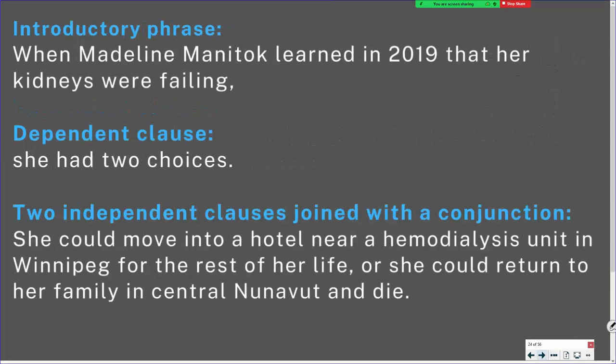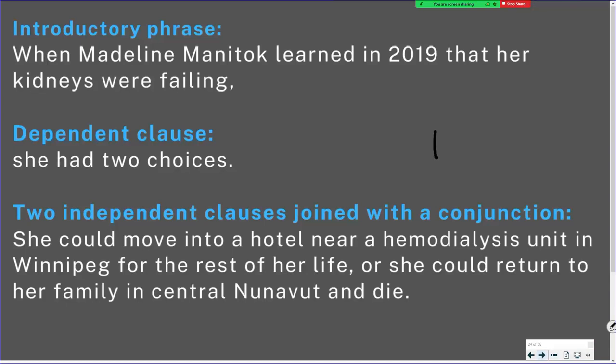All right, when Madeline Manitok learned in 2019 that her kidneys were failing, comma, she had 2 choices, okay? So usually when you have an introductory phrase, like, during the first period, comma, or, when this person did that, comma, or, instead of going to the mall, comma, those introductory phrases are really useful writing tools, and they set up an expectation, right? So when she learned that her kidneys were failing, something, something, right? So the reader expects you to follow it up with something, you know, immediately after my surgery, comma, something happened, right?